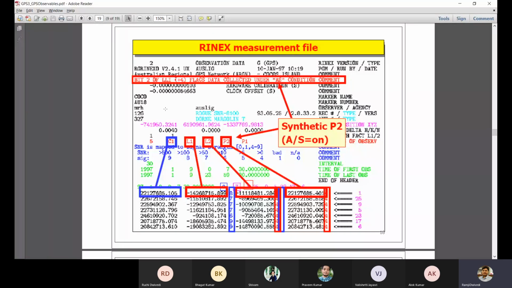Now here you see that bit 2 of LLI plus 4 flags data collected under AS condition. So synthetic P2, which is anti-spoofing, is on. C1, L1, L2, P2. It means synthetic P2, which is anti-spoofing, is on. It is not the actual P2. Okay.